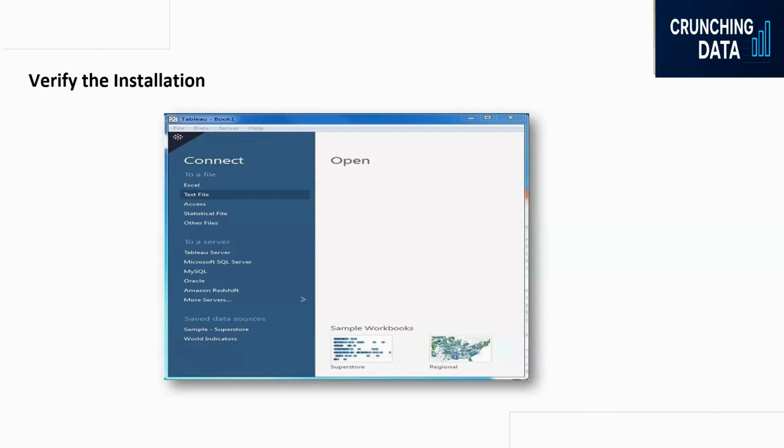You can also see there is a To a Server option, and here you can choose to connect to a database if you have any kind of data online, or the Tableau Server to fetch your data. And on the right-hand side, there is an open option, and here you would be shown your recent work files. So I hope the downloading and installing part of Tableau is clear to you.